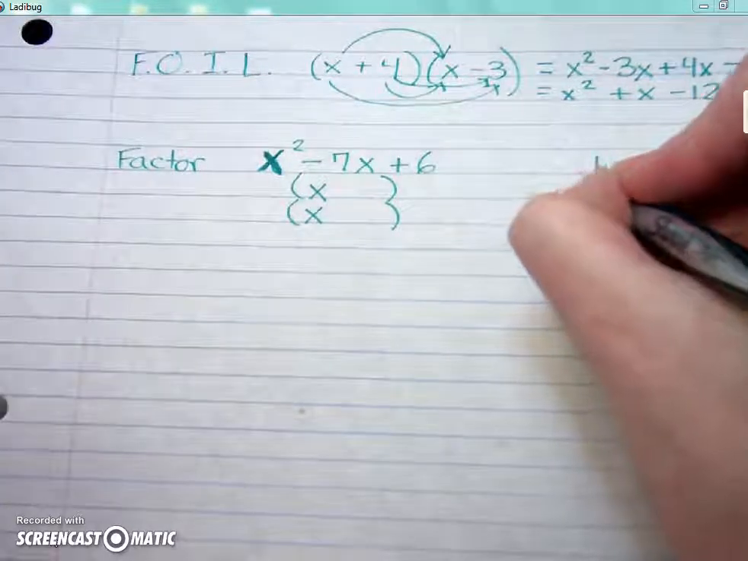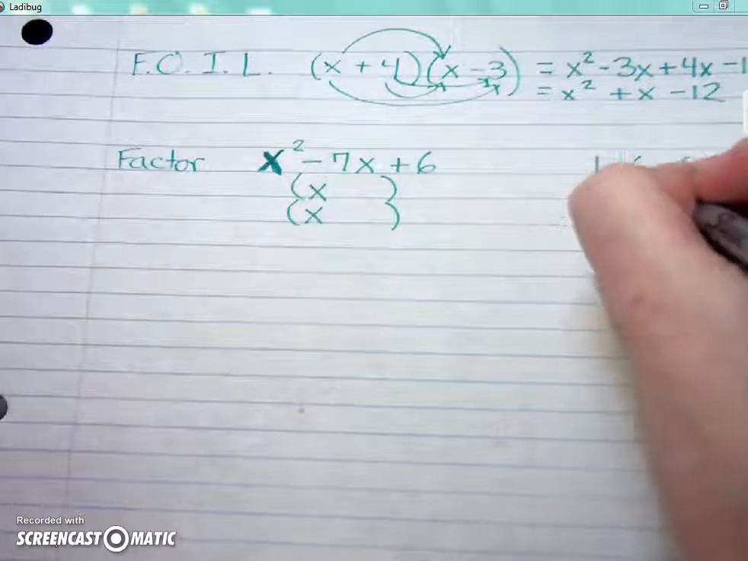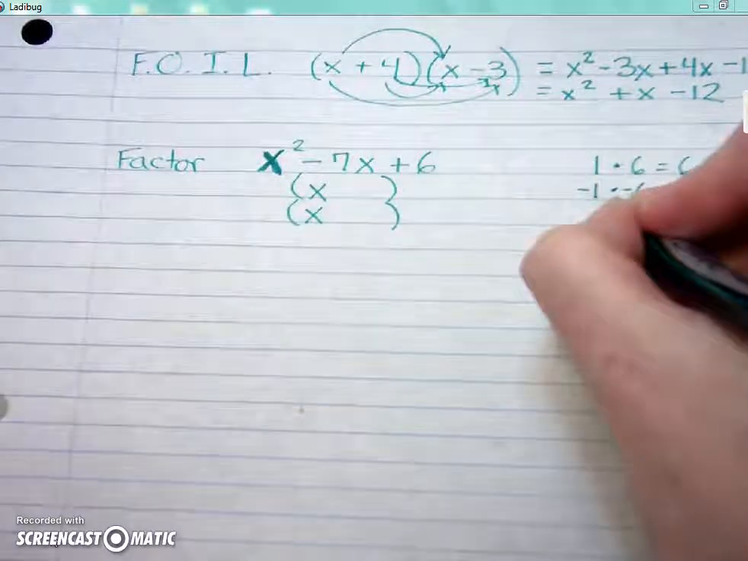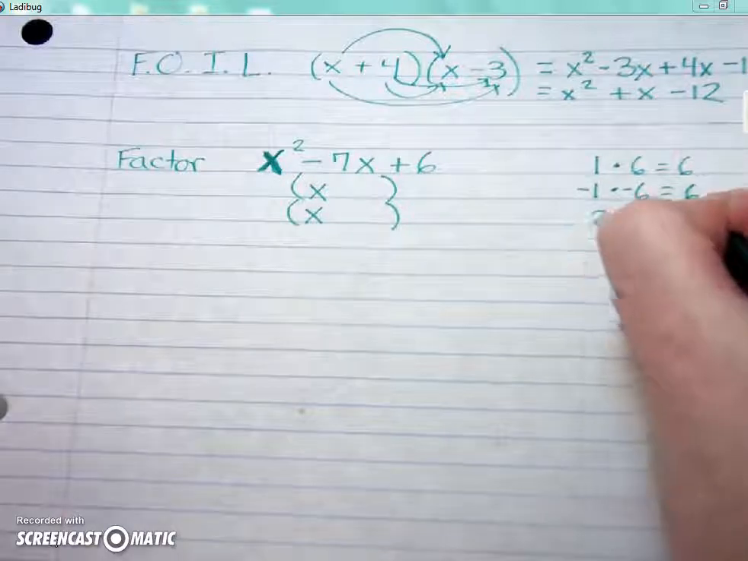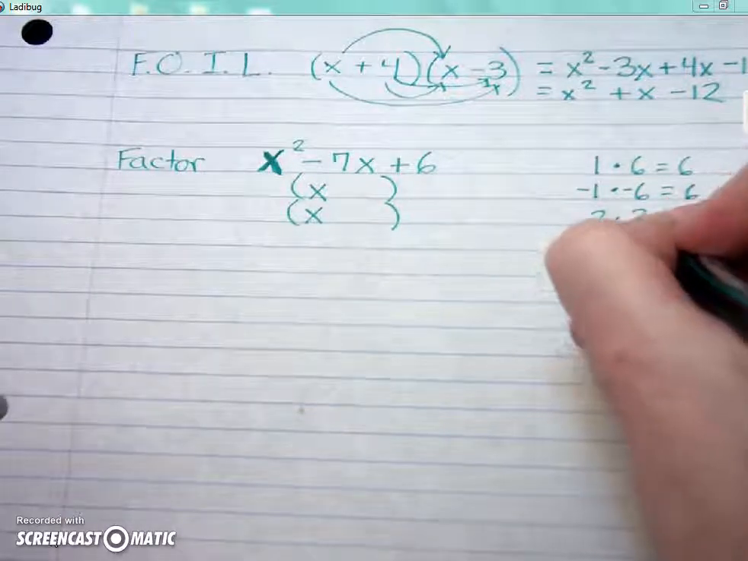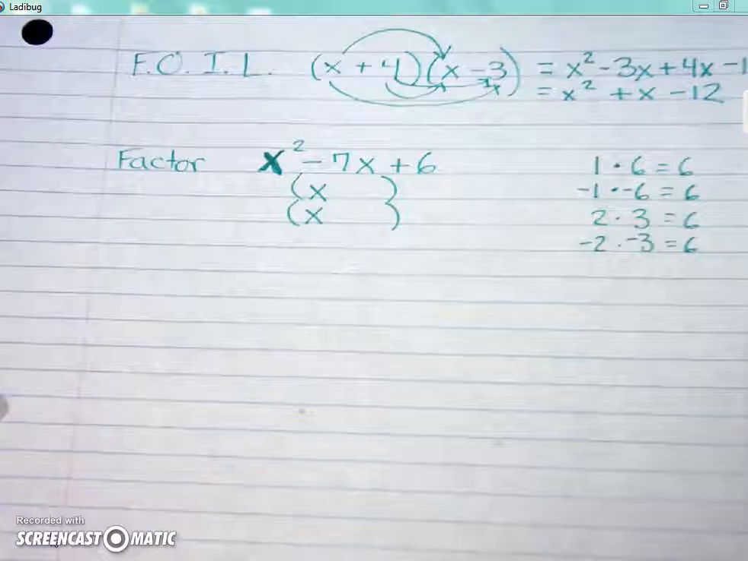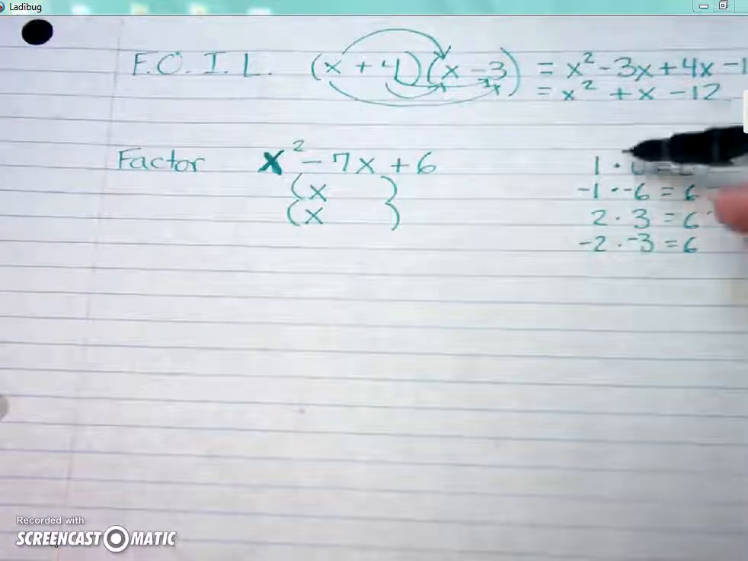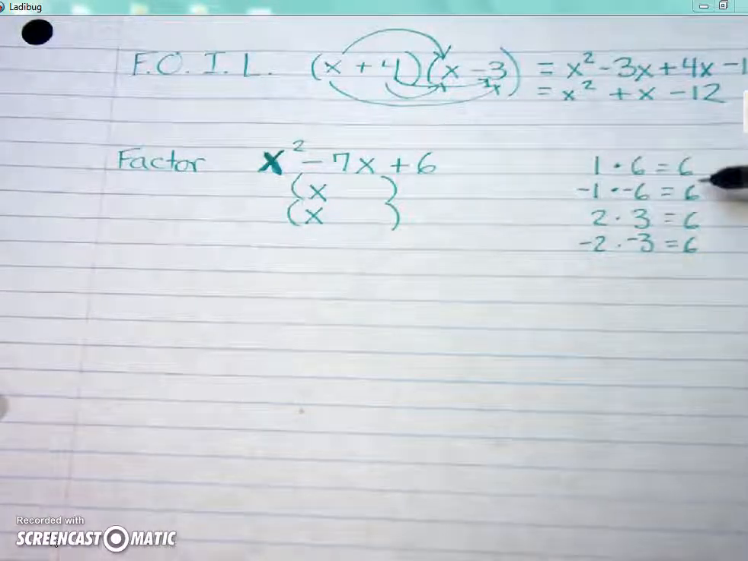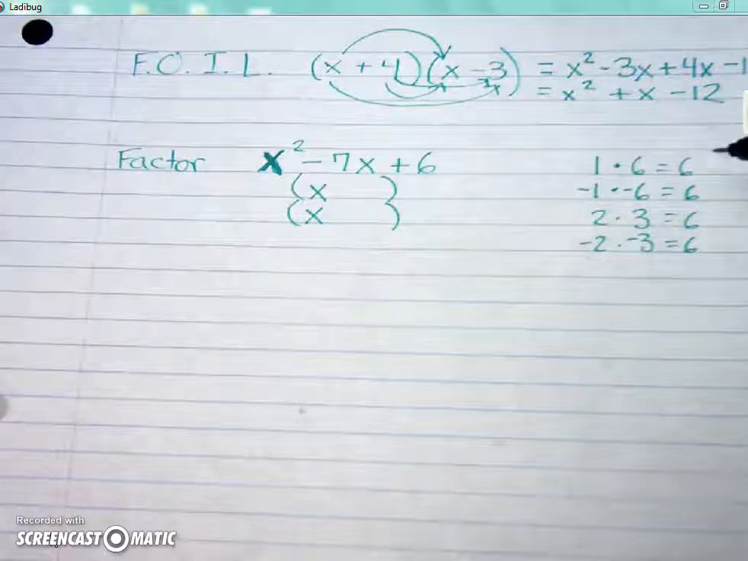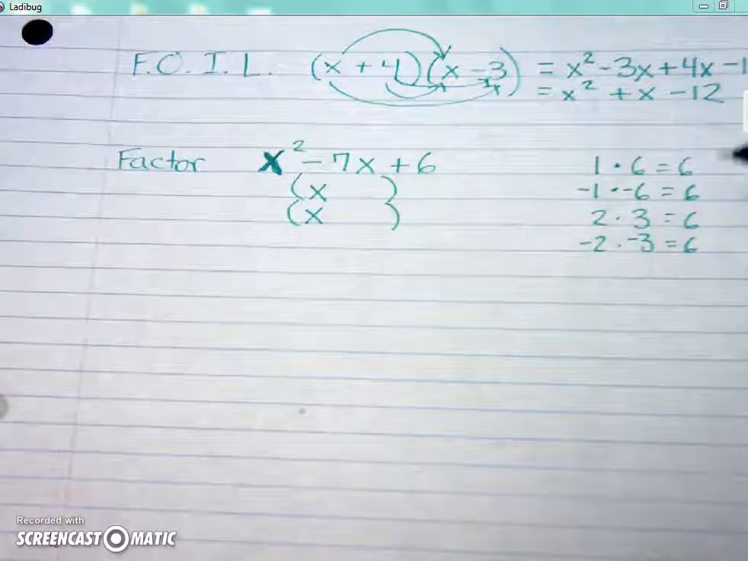Or we could have a negative 1 times a negative 6, and that would also give us 6. Could have 2 times 3, and that would give us 6. Or a negative 2 times a negative 3. That would also give us 6. So looking at these, any of these numbers would work, except I need them to be combined in the center to get a negative 7x.